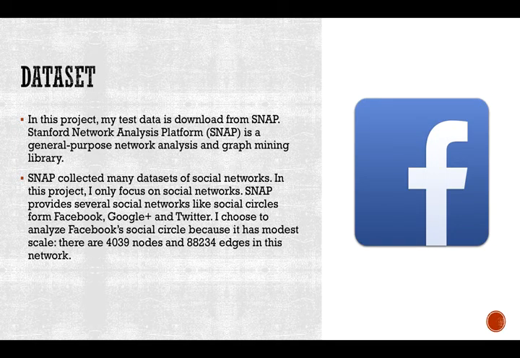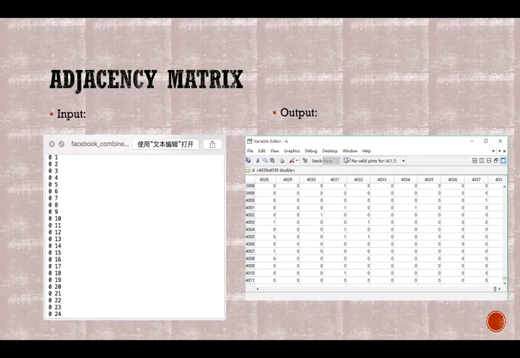Basically, three kinds of features need to be extracted from the input data: degrees, clustering coefficient, and path length. First, in the input file, each line has two columns. The first column is a node ID. The second is the node that this node points to.